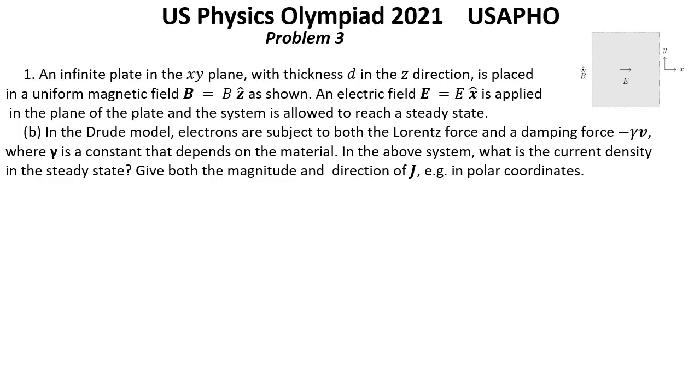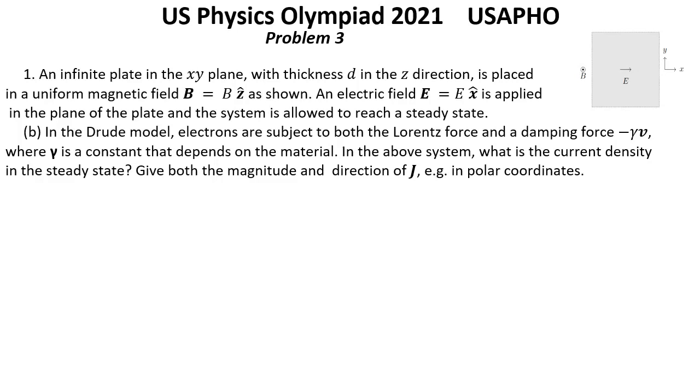Question B. In the Drude model, electrons are subject to both Lorentz force and the damping force negative gamma v, where gamma is a constant that depends on the material. In the above system, what is the current density in the steady state? Give both the magnitude and direction of J in polar coordinates.